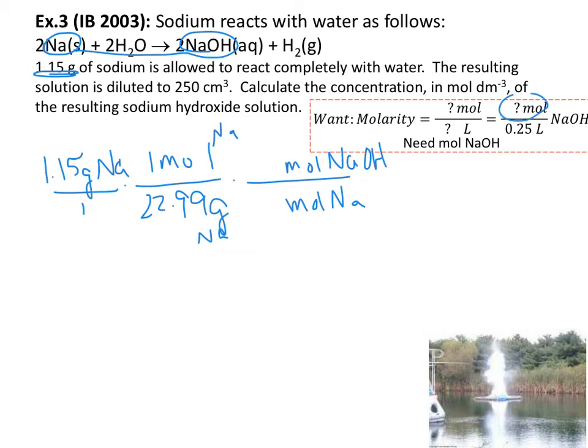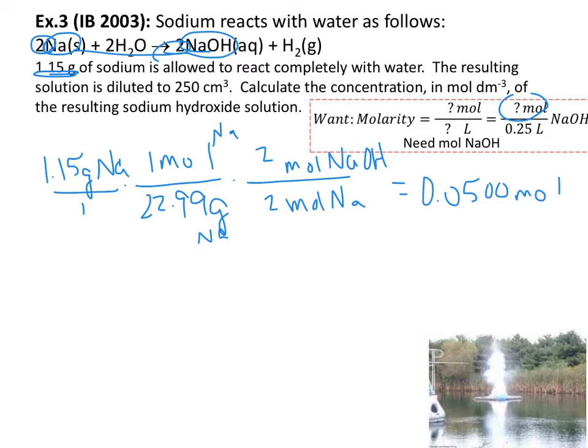So the mole ratio, the coefficients here are 2 and 2. So we're just going to use the 2 to 2 ratio here. So if you do 1.15 divided by 22.99, the 2's essentially cancel out, and so you get 0.0500 moles, keeping with the 3 sig figs.